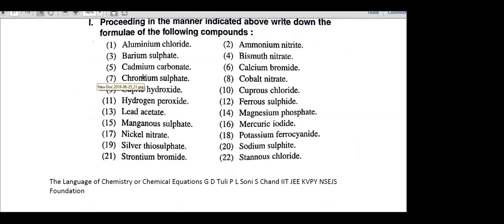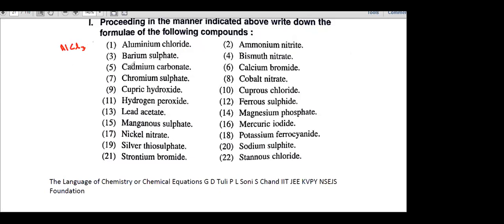Now, this exercise, I guess students have solved. Aluminium chloride. Very good. So, Shreya, I will start with you. What's the formula of aluminium chloride? Sir, AlCl3. Very good. Aditya, what's the formula of barium sulfate?